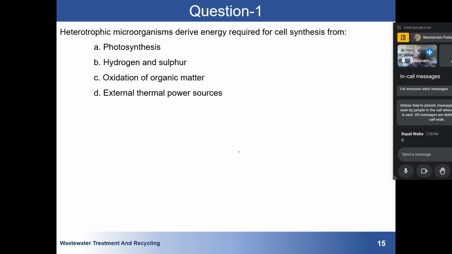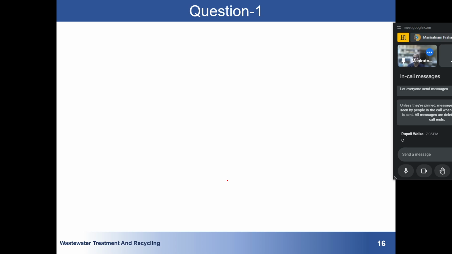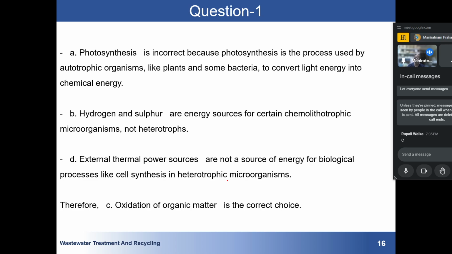So I will discuss one by one. First remember what a heterotrophic organism is: an organism that cannot synthesize its own food and instead obtains energy by consuming organic matter. They derive the energy required for the cell by oxidation of organic matter. The process involves breaking down organic compounds such as carbohydrates, fats, and proteins to obtain energy for growth, reproduction, and maintenance. This is what I have said. So yes, C is the correct answer.